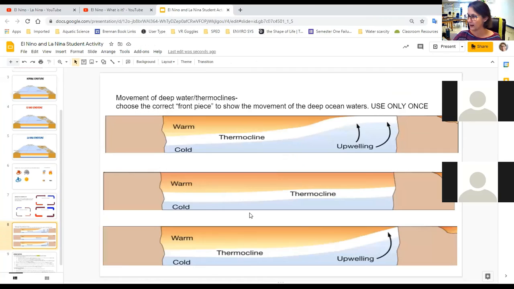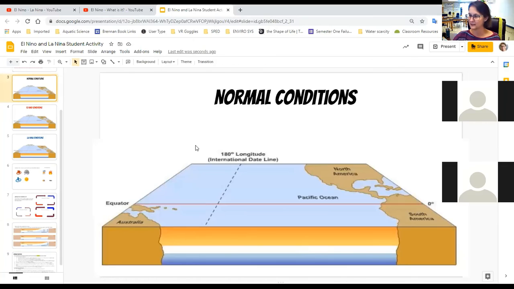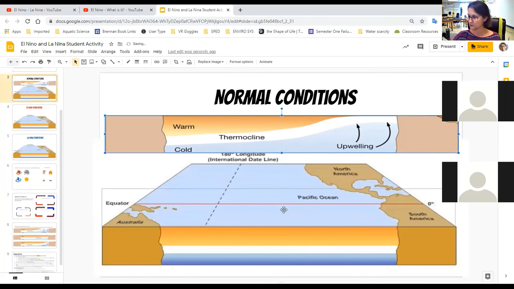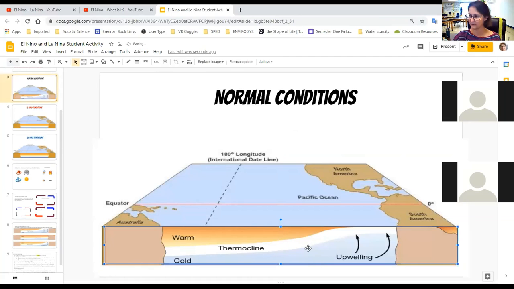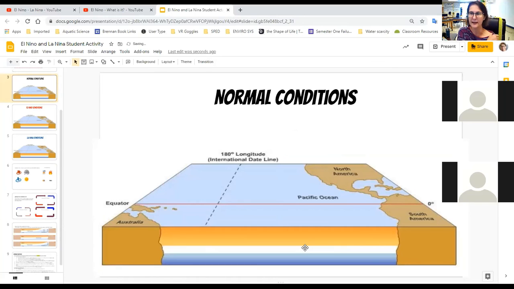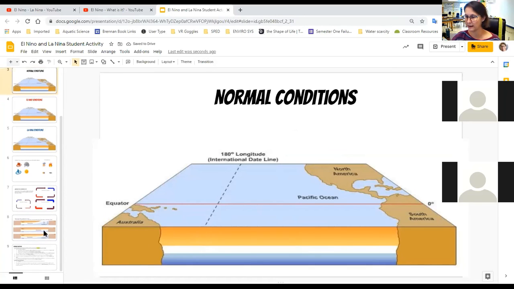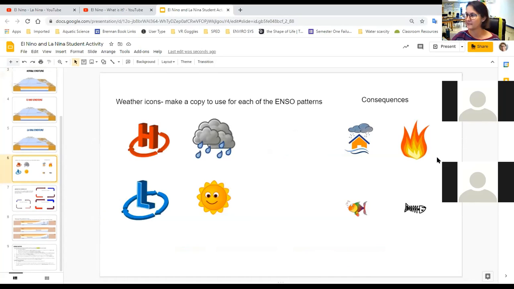Okay. And then you're going to put the upwelling in. So you're going to take this, copy it and paste, drag it so that it fits in the front of your little model. All right. Pretty easy, pretty self-explanatory. Then for El Nino and La Nina, you can put the consequences. Here's flooding, here's fire and drought, here's live happy fish, here's dead fish. Okay. Everybody's good?